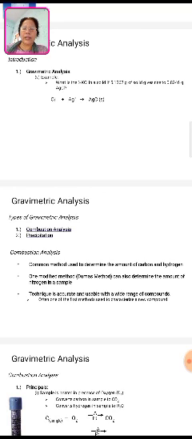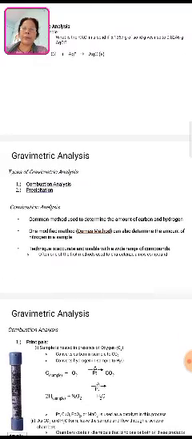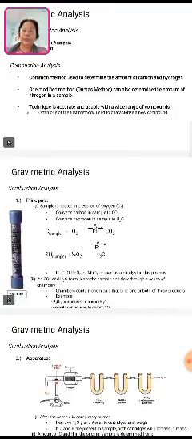Combustion analysis is the common method used to determine the amount of carbon and hydrogen. One modified method, the Dumas method, can also determine the amount of nitrogen in a sample. The technique is accurate and usable with a wide range of compounds. It is often one of the first methods used to characterize a new compound, the common method used to determine the amount of carbon and hydrogen.